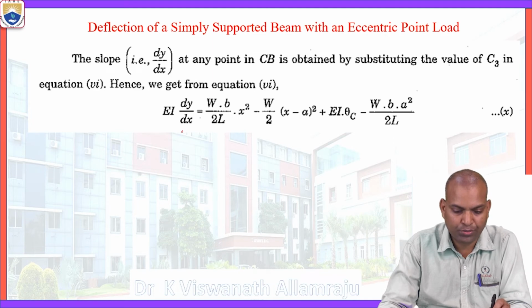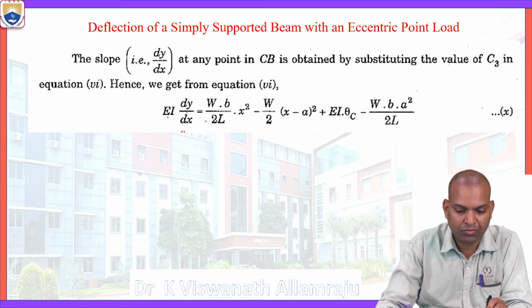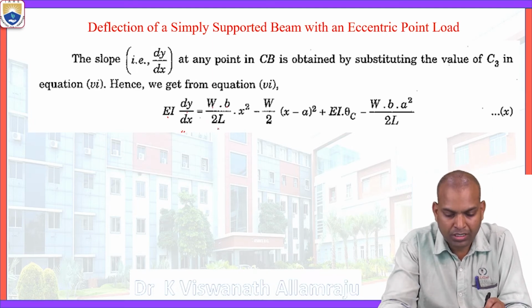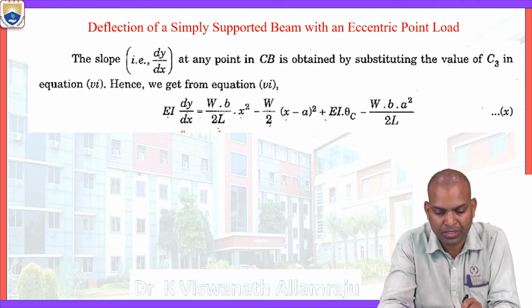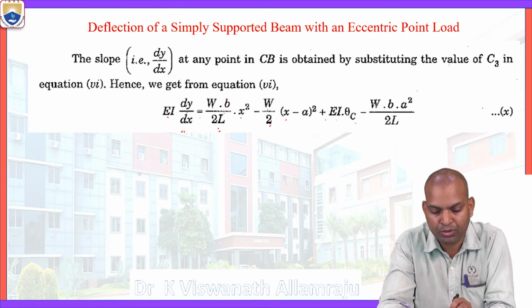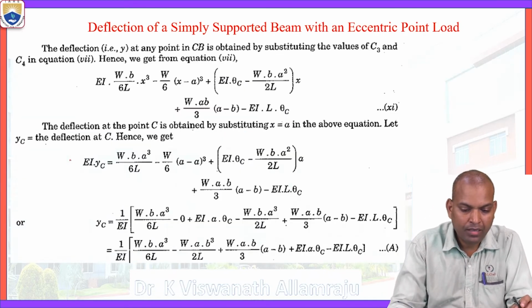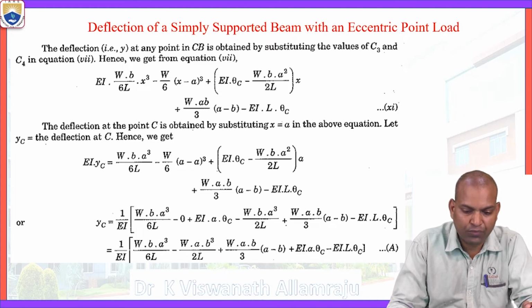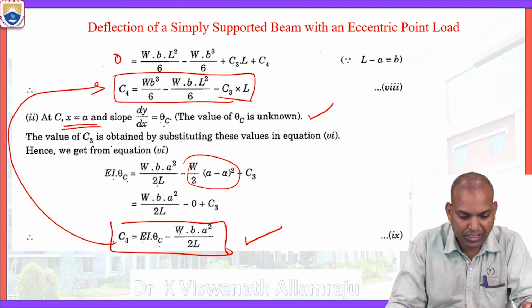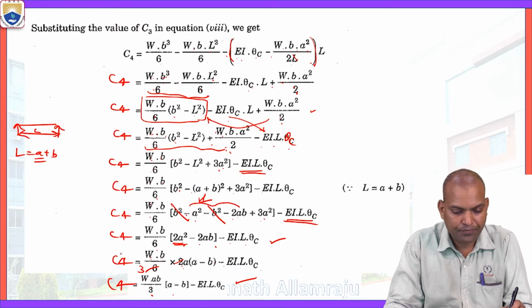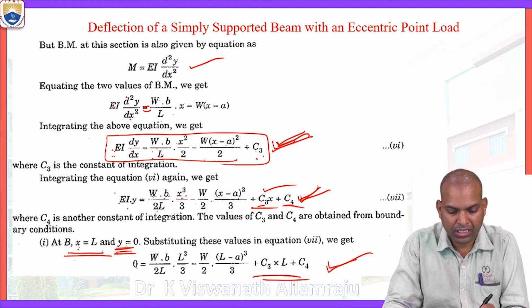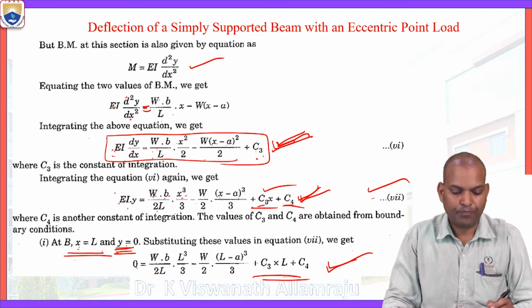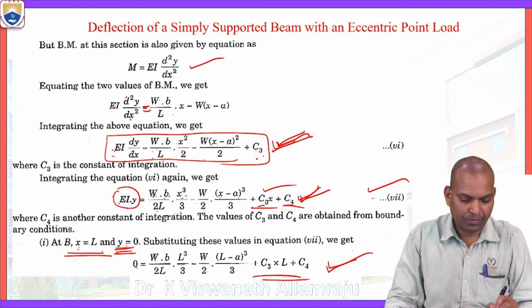Now if you substitute the C3 value, EI times dy by dx equals WB by 2L times x square minus W by 2 times (x minus A) whole square plus EI theta C minus WB A square by 2L. Now we know the equation, and substitute C3 and C4 in the deflection equation. This is the C3 and this is the C4 value, both in equation number 7. Then the deflection equation will be obtained.